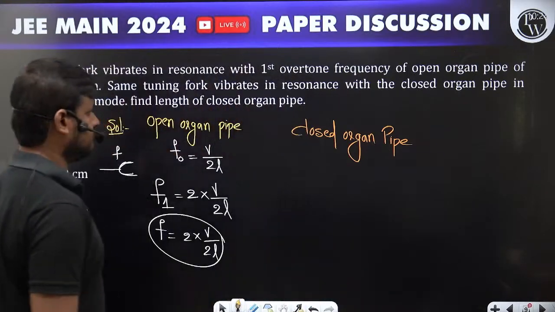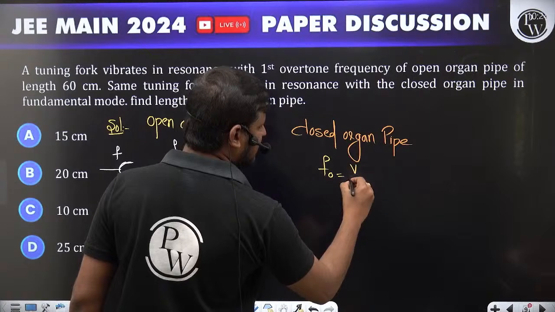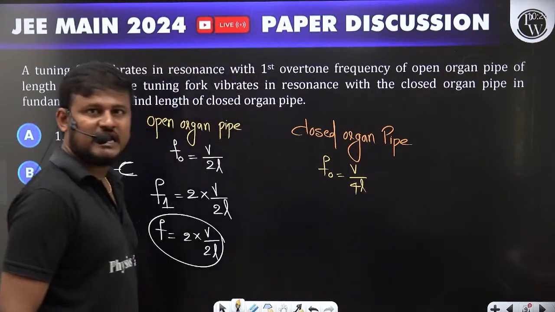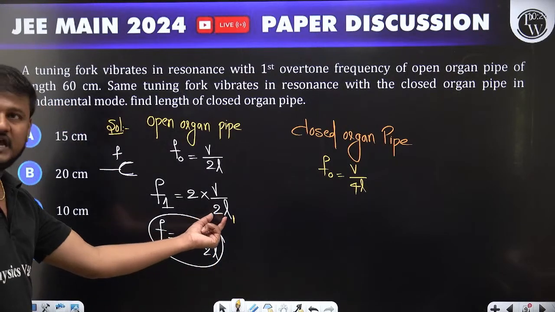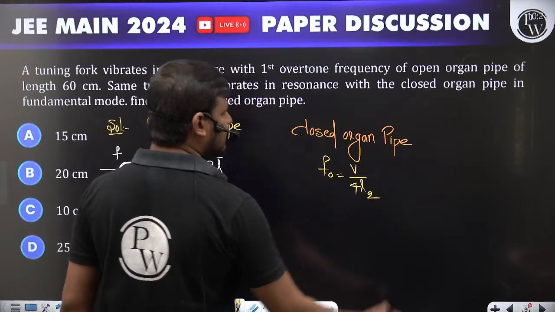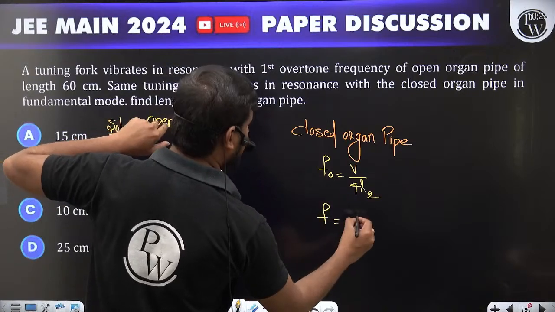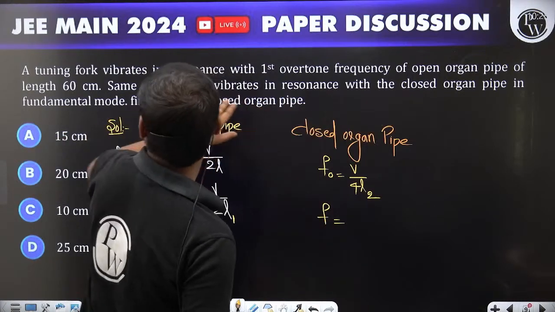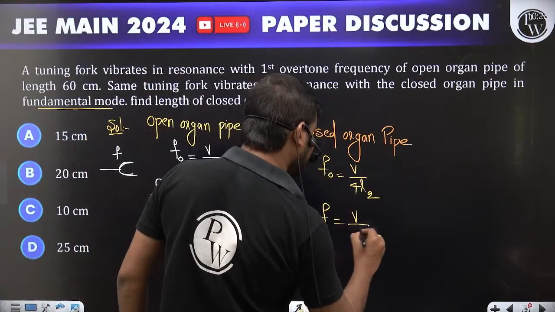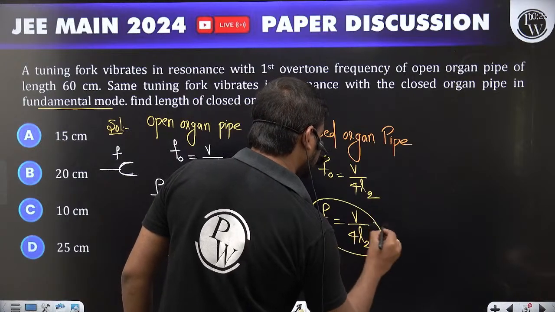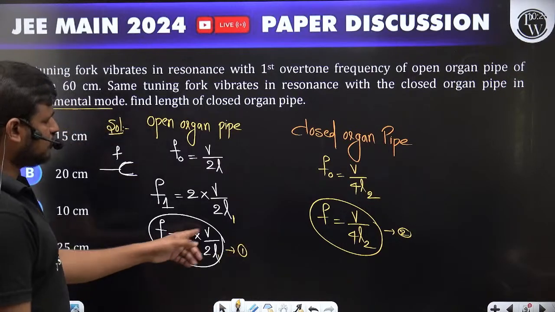Take the drop here. Okay, so then for the closed organ pipe, you know that F0, the fundamental frequency, will be V by 4L. Let the length at which the resonance is happening be L1 here. For the closed organ pipe, let that length be L2. For the same tuning fork, it is in resonance with the fundamental mode of the closed organ pipe. So the fundamental mode means V by 4L2. Let it be equation number 2, and let the other be equation number 1. So this is 2 into V by 2L1.